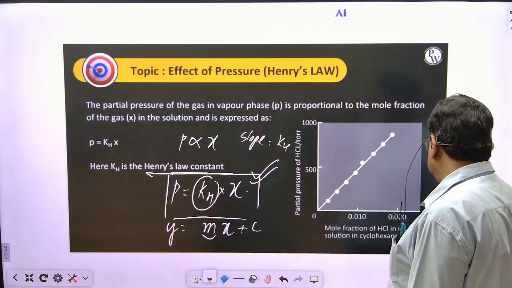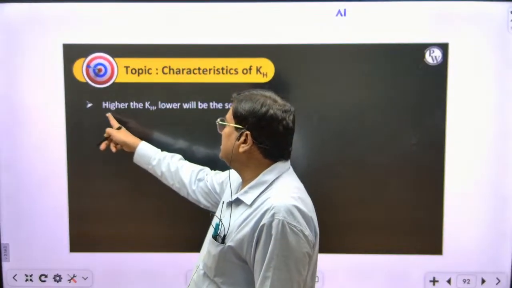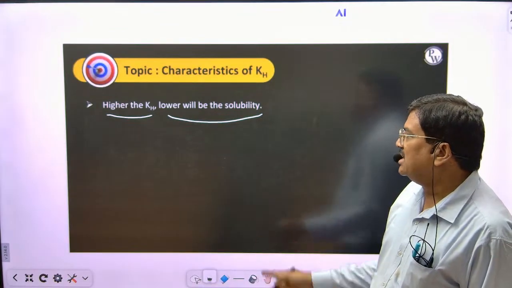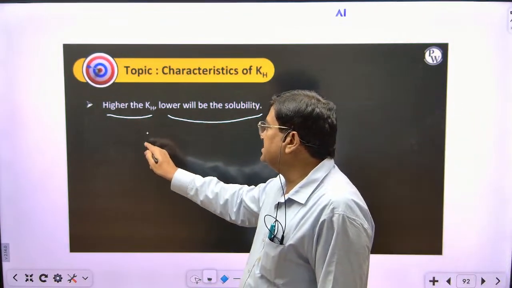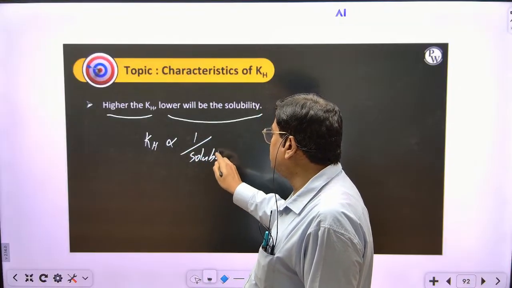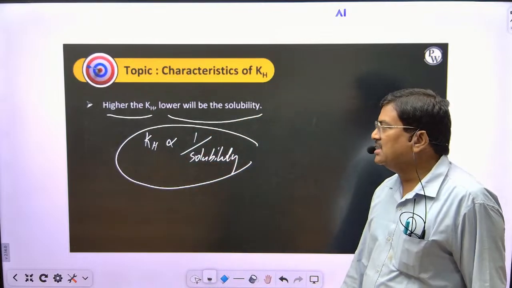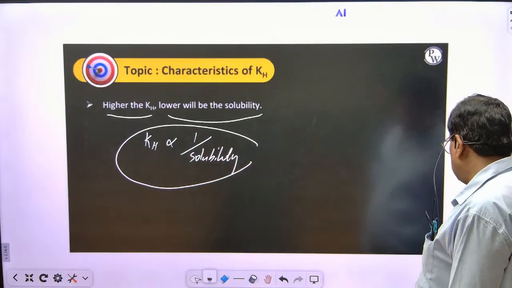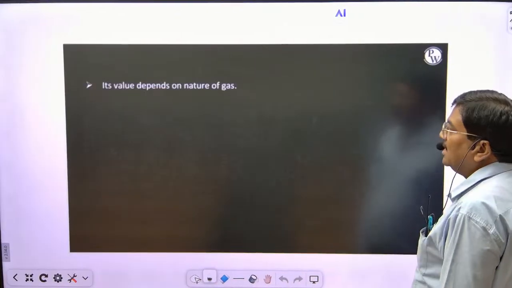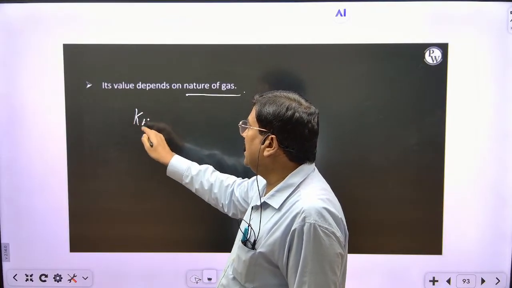Now see the next PPT. Tell me, higher the KH, lower the solubility. As KH increases, what happens to solubility? It decreases. That means KH is inversely proportional to solubility. The same point is in the PPT: higher the KH, lower the solubility. Clear, students? This we already discussed. And see the next point: its value depends on the nature of the gas. Its value means what? The KH value depends.